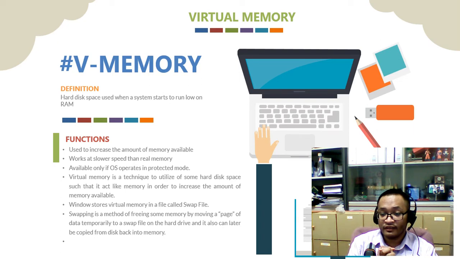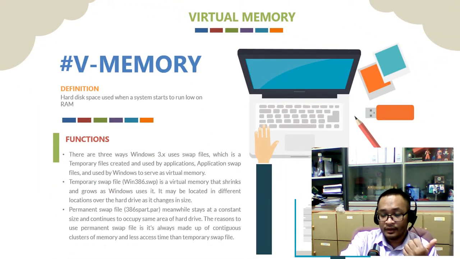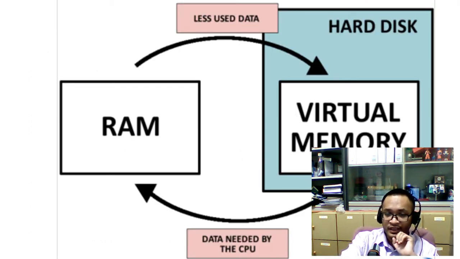The swapping process creates virtual memory. Virtual memory is like an additional memory for your computer. So usually we have two types of virtual memory, which are permanent and temporary. Temporary means that the size will shrink and grow as Windows uses it. Permanent means that the size of the virtual memory will stay the same. So it doesn't matter how many times you restart your computer, the size of the virtual memory will remain the same. So that would be the permanent virtual memory. Okay, so this is the concept of virtual memory.